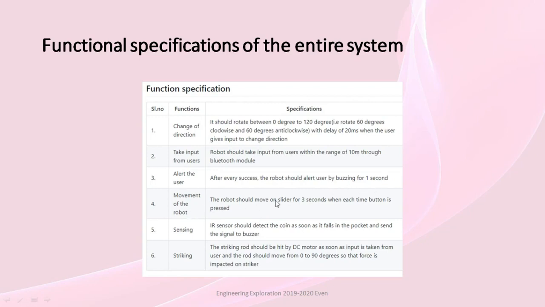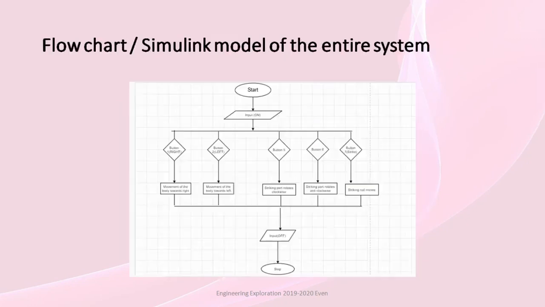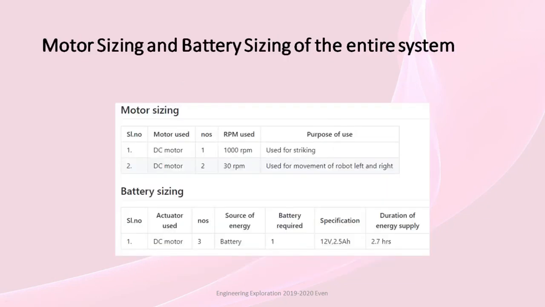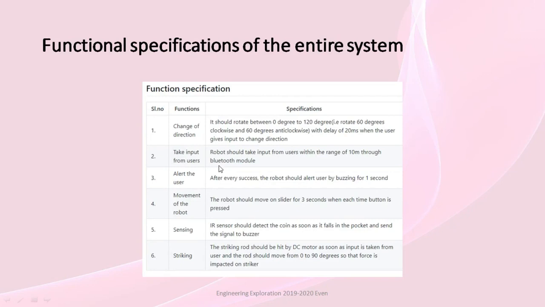For the movement, the robot should move on the slider for 3 seconds each time a button is pressed. In previous slides, I explained that when button 1 is pressed, the robot moves towards the right of the carom board, and when button 2 is pressed, the robot moves towards the left of the carom board. So what I mean is, when a button is pressed, the robot should move for 3 seconds either right or left and stop. And the fifth function was sensing. The IR sensor should detect the coin as soon as it falls in the pocket and send a signal to the buzzer so it can alert the user.